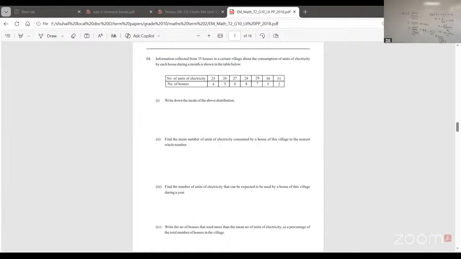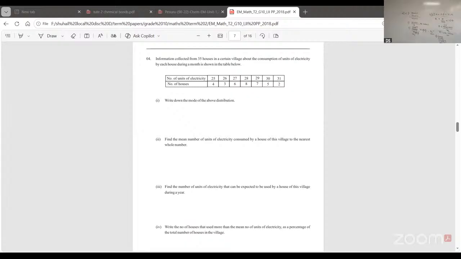Now, children, information collected from 35 houses in a certain village about the consumption of units of electricity by each house during a month is shown in the table below. So, how many units of electricity consumed and the number of houses there. First one, write down the mode of the above distribution.